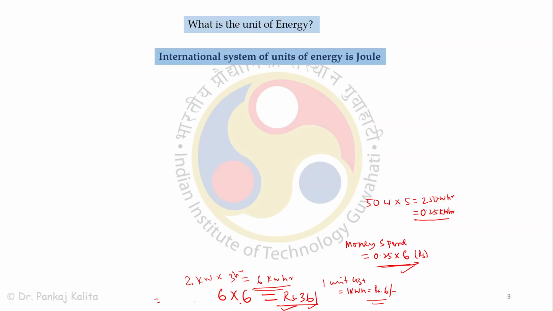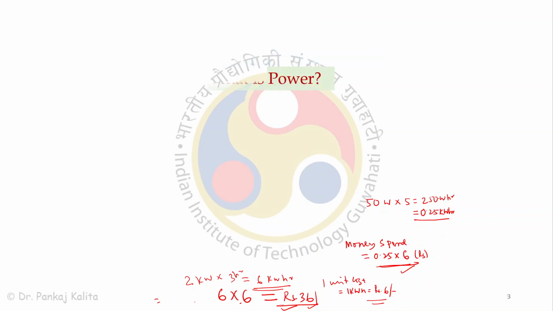I think most of you know that the key unit of energy is the joule. It is quite common, we learn it in class 10 also. Now, what is power? We have learned about energy. What is power? Power is basically something with respect to time.